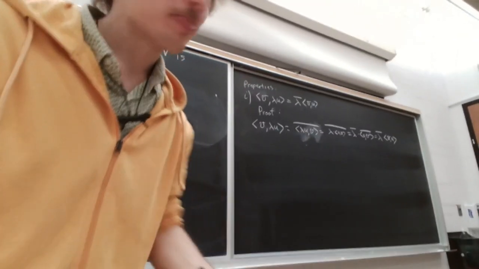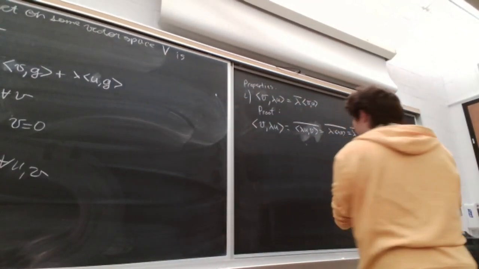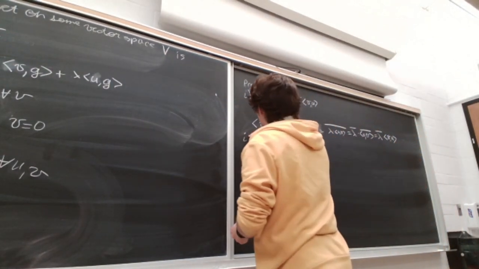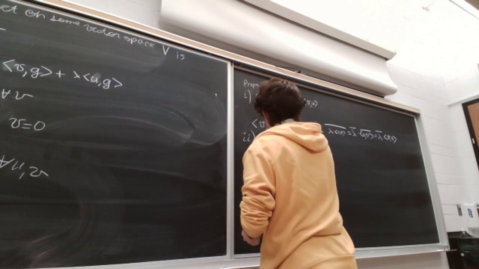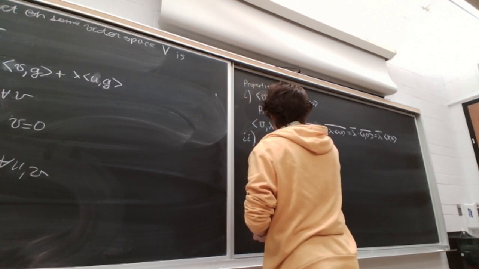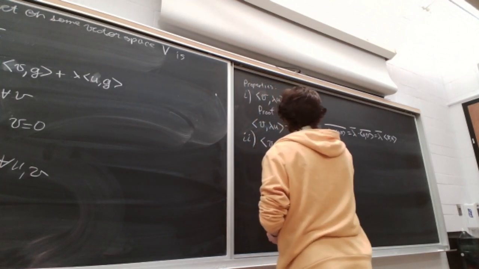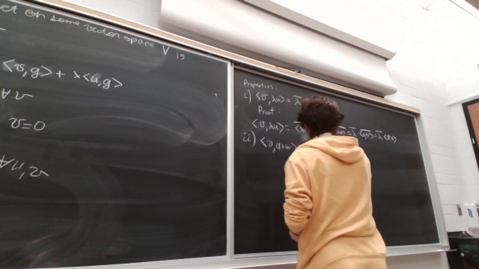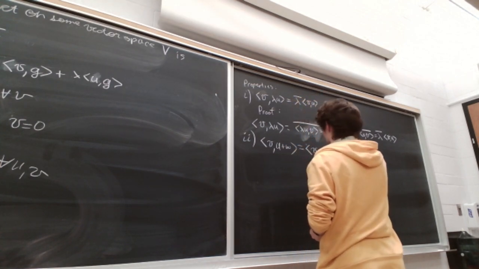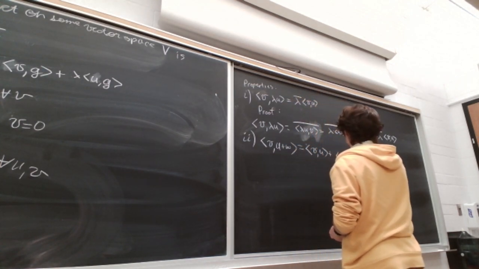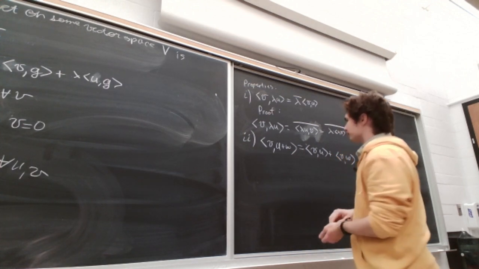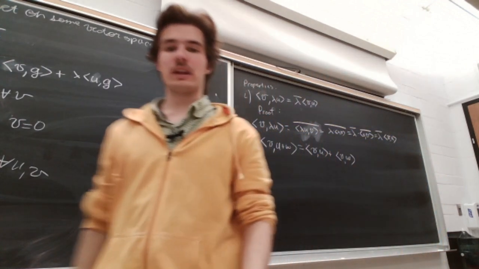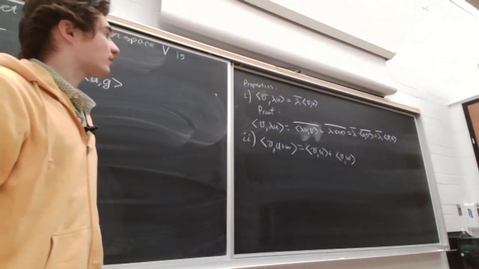Okay. And so now, in a similar way, we have a second property. And the second property is going to be as follows. <v, u plus w> is equal to <v, u> plus <v, w>. And here the proof is exactly the same.